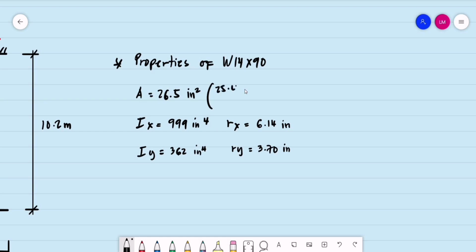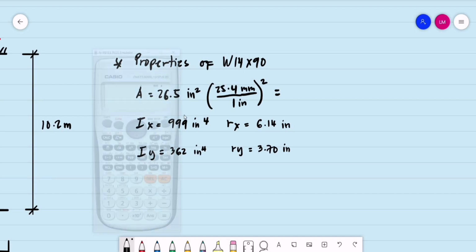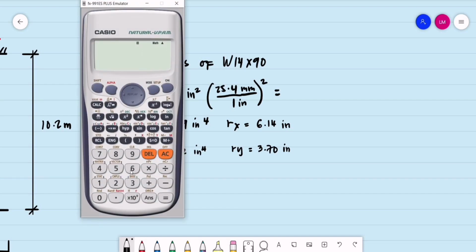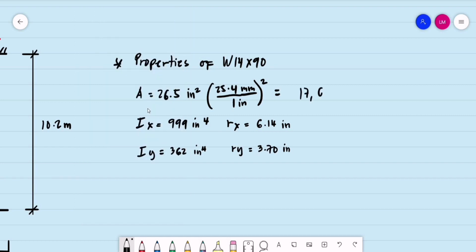We have 25.4 mm is to 1 inch. Okay, so since this is area, we are to square. So what will be its area in square millimeters? Okay, that is 26.5 multiplied by 25.4 squared, 17,096.74, or let's say 17,097 square millimeters. Okay, that is the area.